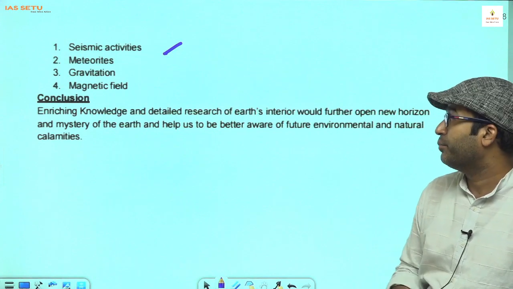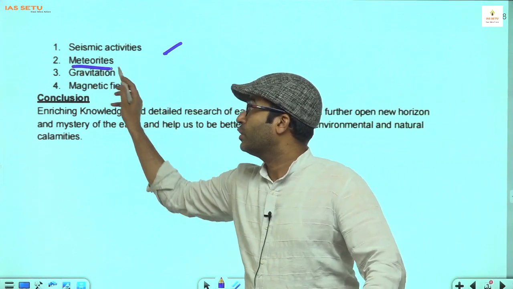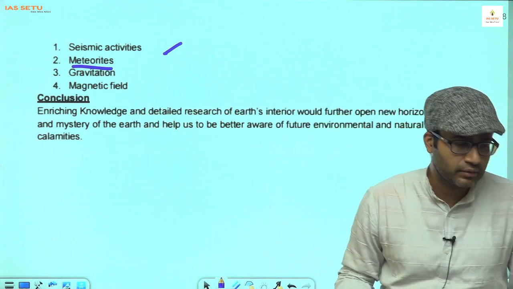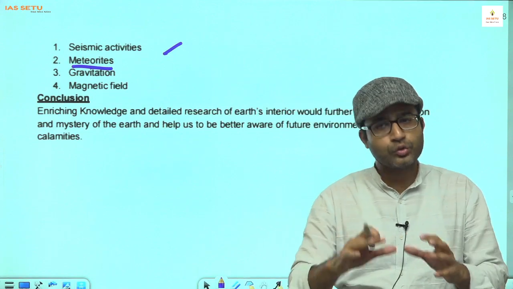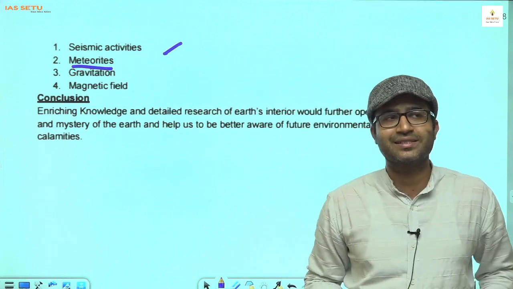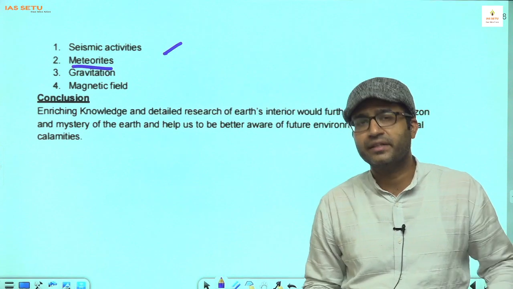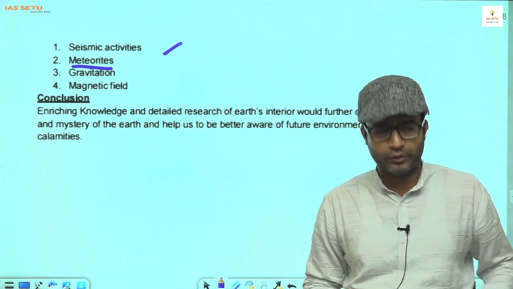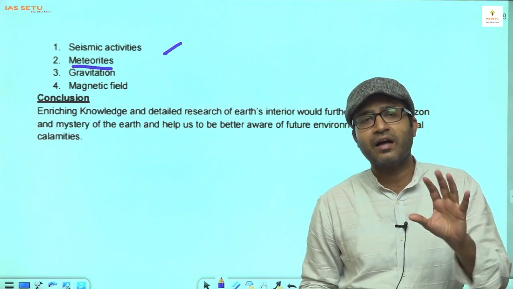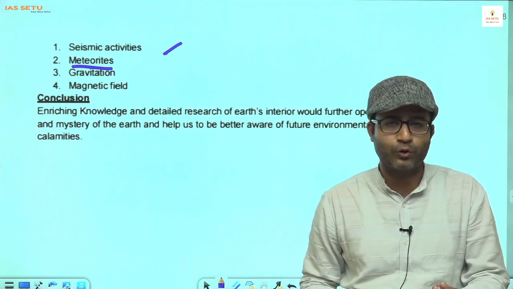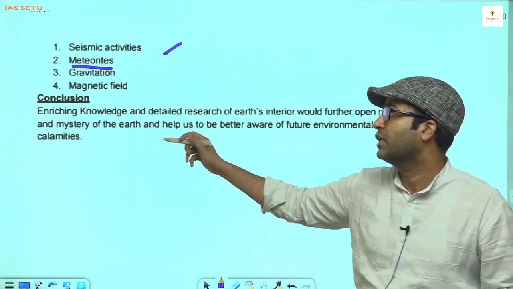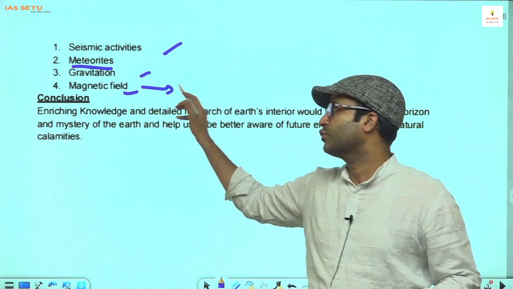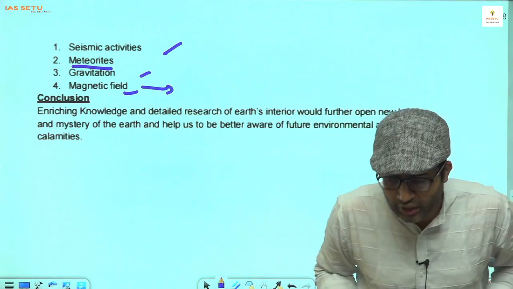Next is meteorites. So these meteorites, तो meteorites से क्या होता है, क्योंकि जो like in our solar system, तो ये भी तो earth material जैसा ही तो है, so it is made of the same material as earth is made of. तो we get an idea कि earth में क्या होना चाहिए. If we study this gravitation, magnetic field, तो that gives an idea about the interior of the earth.